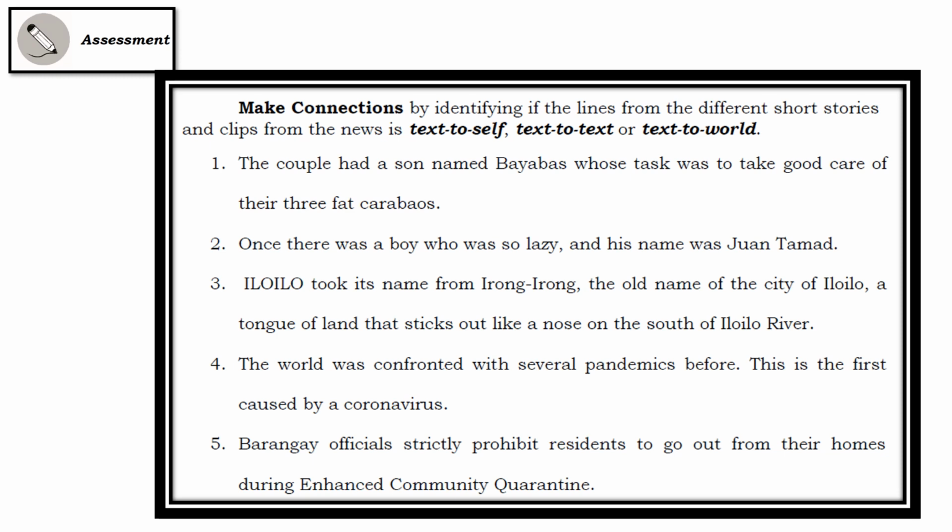Number 3. Iloilo took its name from Irong Irong, the old name of the city of Iloilo, a tongue of land that sticks out like a nose on the south of Iloilo River. Number 4. The world was confronted with several pandemics before. This is the first caused by a coronavirus. And number 5, barangay officials strictly prohibit residents to go out from their homes during enhanced community quarantine.